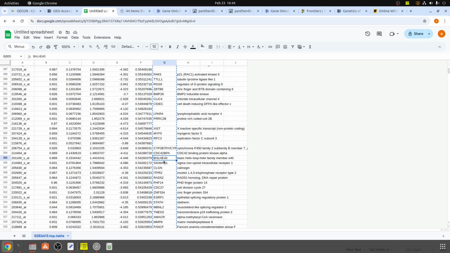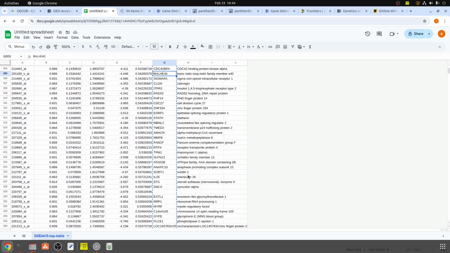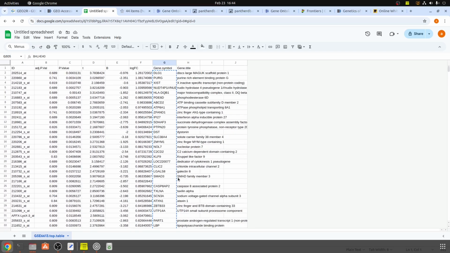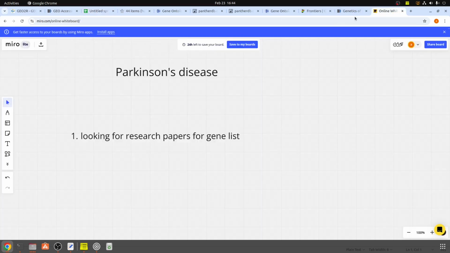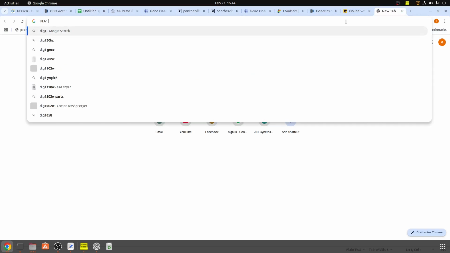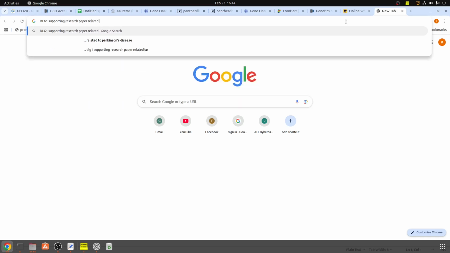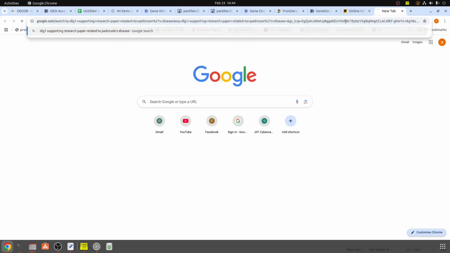If the gene is present in our data, we have to check what the p-value is, whether it is statistically significant or not. And then we identify the gene. Suppose this is the gene DLG1, and then we will look for DLG1 supporting a research paper related to Parkinson disease.